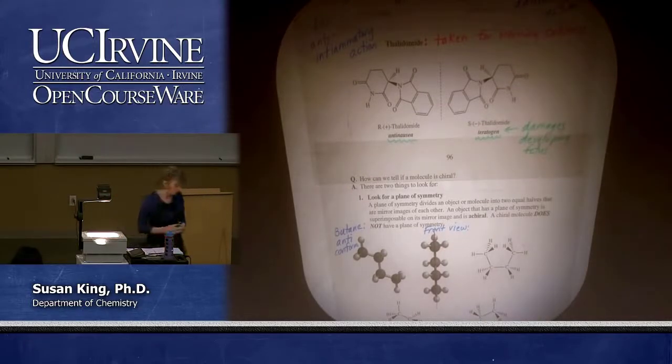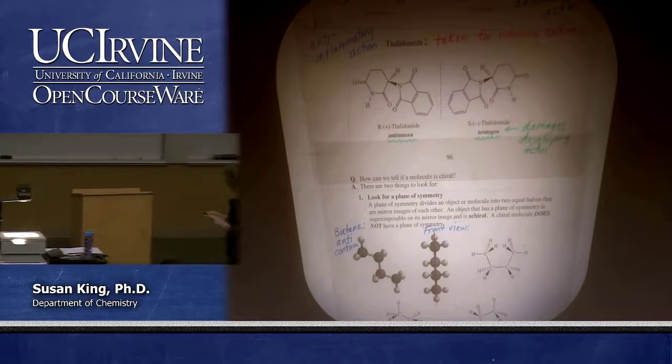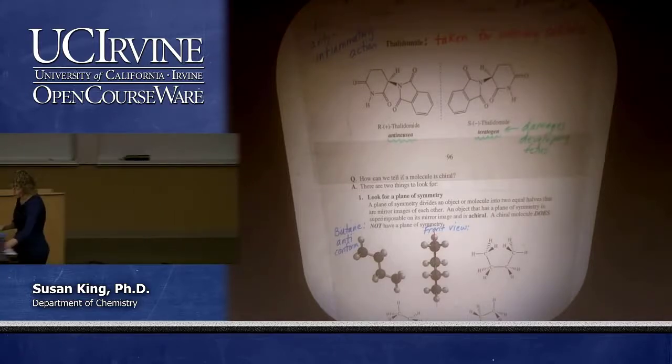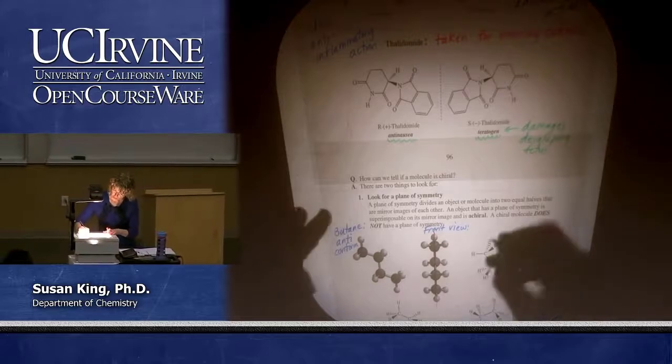So what we have is a plane of symmetry. It's like we sliced this molecule in half, and that half is the exact mirror reflection of that half. Everybody see that? We actually sliced these atoms in half, and that's okay when we're looking for planes of symmetry. So this side is exactly the same as that side. So we would say that this molecule has a plane of symmetry. What does the plane of symmetry look like? Let's draw it right here.